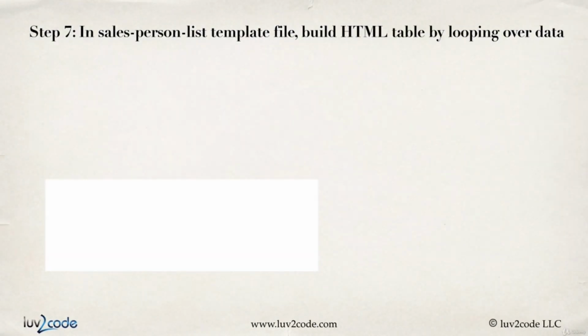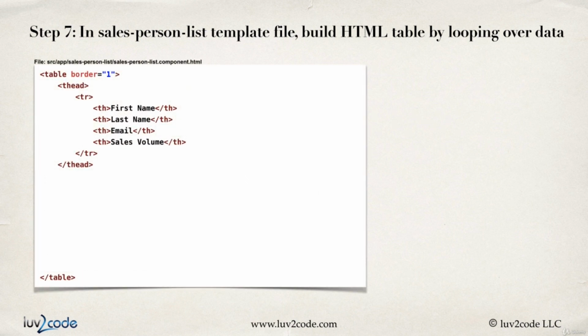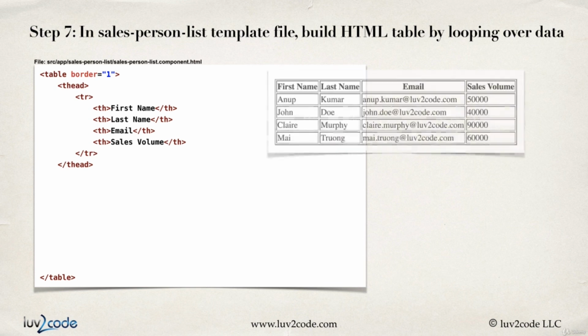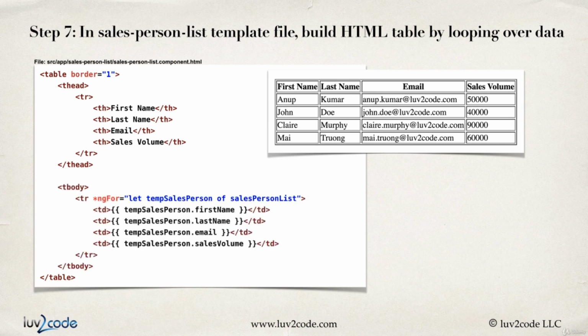And then finally, to kind of wrap this all together in step 7, in our salesperson list template file, we're going to build the HTML table by looping over the data. Alrighty, so we'll go ahead and create a very basic HTML table. I'll set up the T-head section with our columns for first name, last name, email, and sales volume. And so now I'll move down to the table body. I'll make use of TR, and then I'll use a star ngFor.